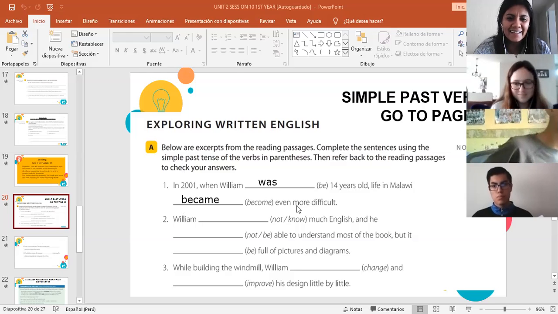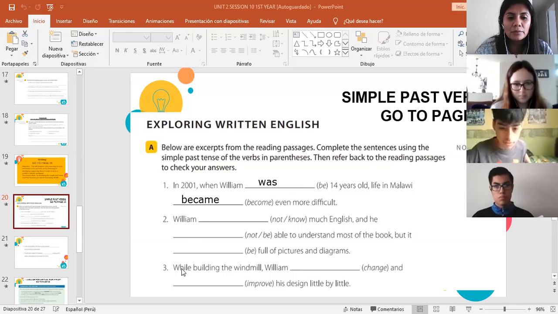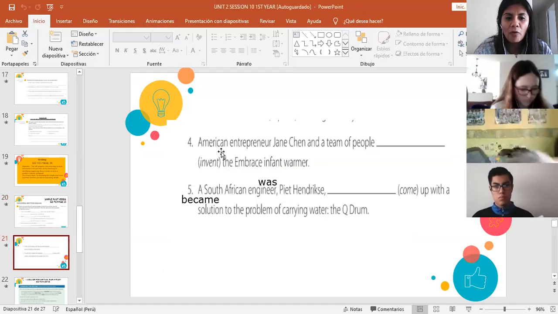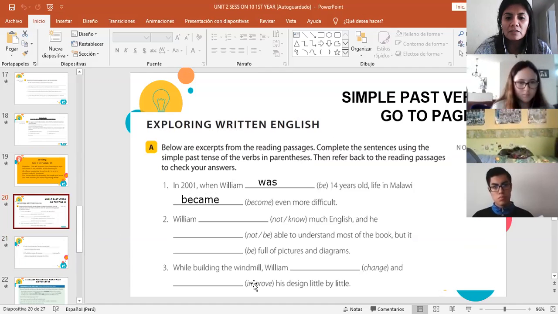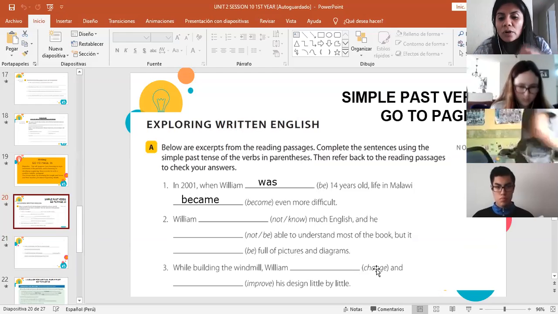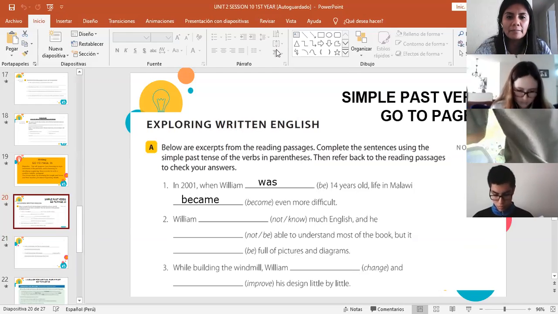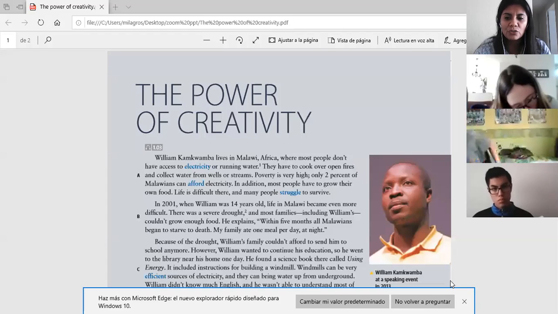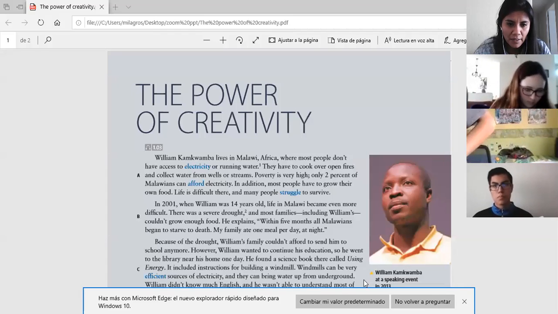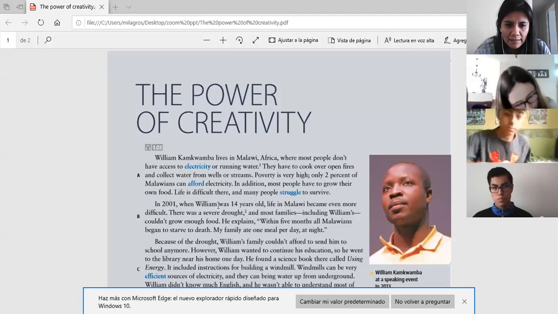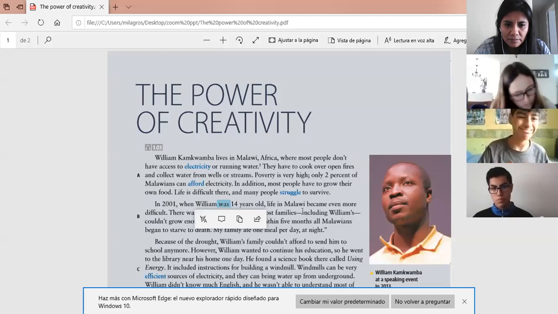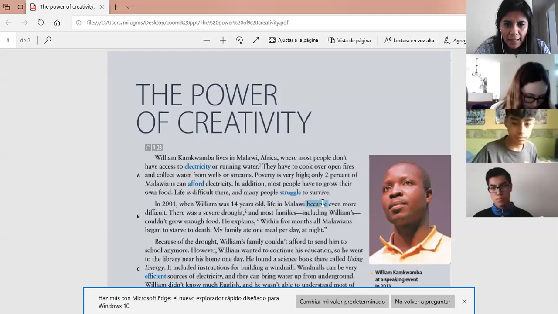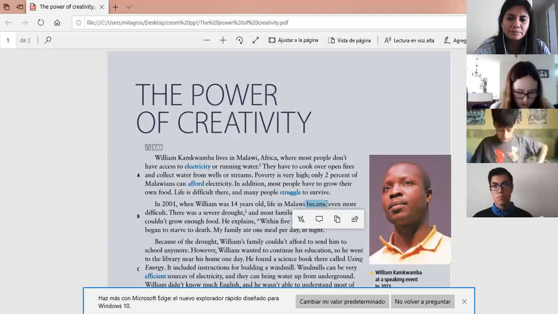Yes. Okay, thank you for that, student. Until there, and then you continue with number 2, 3, 4, and 5. I'm going to call some students. Please, these words appear in the reading of William. You need to identify the words. For example, in paragraph B, my dear friend Alejandro detected the sentence. Look, he put was and detected the word became. Very good, Alejandrito.